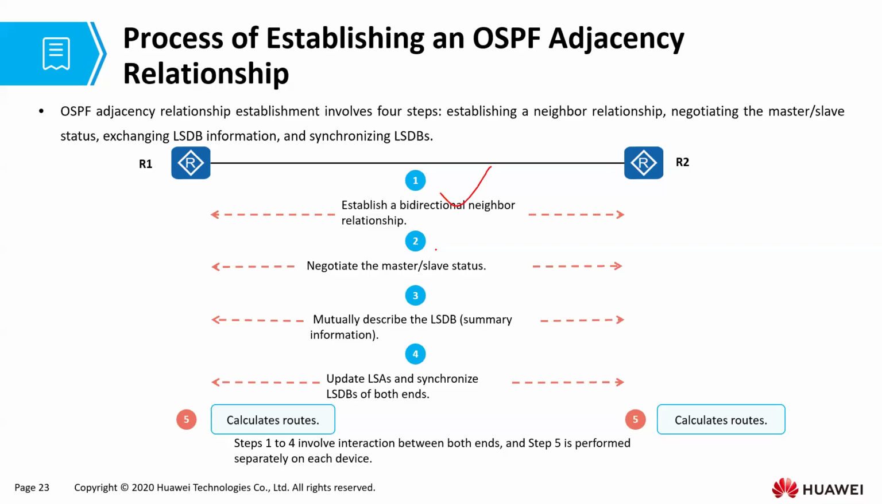Number one, hello packets. We establish a bidirectional neighbor relationship. Number two, election of DR and BDR, and negotiating master-slave status. We'll get through that in the next slide. Number three, exchange of DDs, which mutually describe the LSDB. Then number four, if DDs are compared, missing information is updated by LSAs. Then our LSDB is synchronized, and from there, step number five, where routes are calculated.